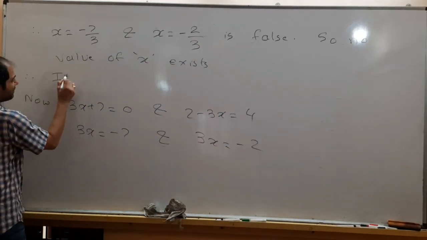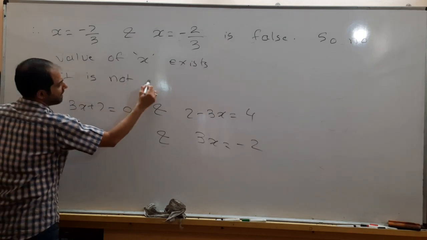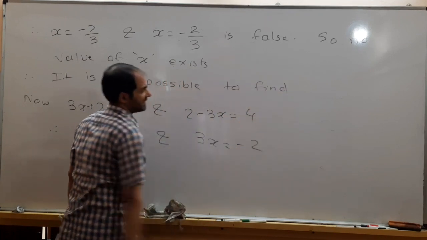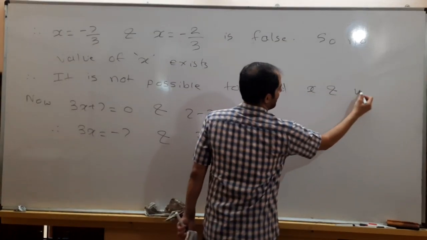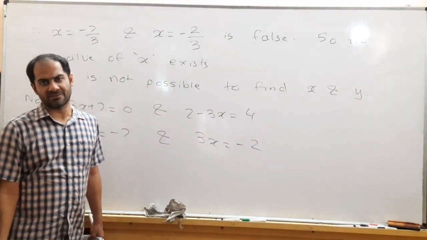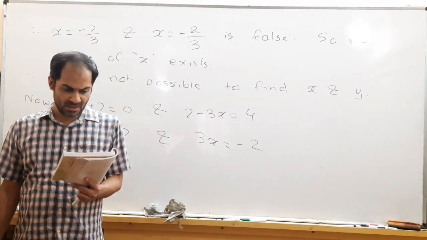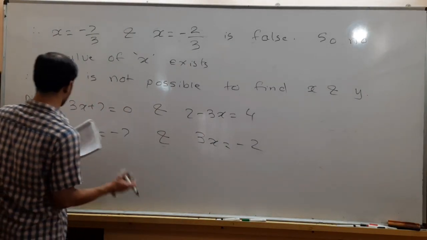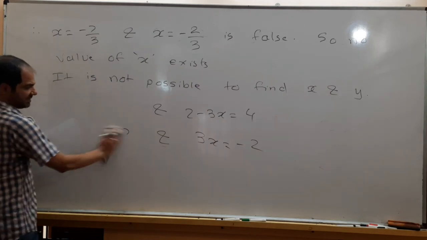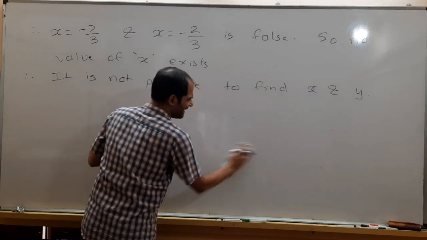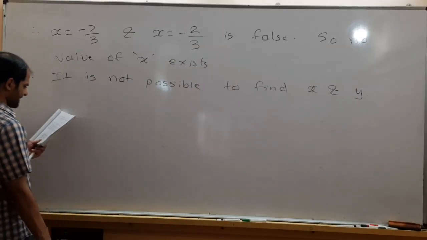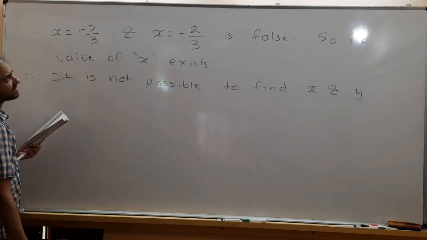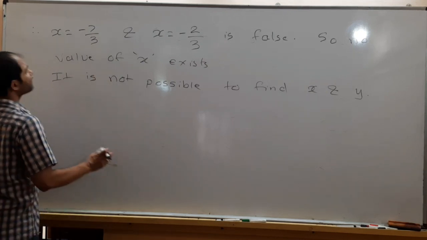So the answer is it is not possible to find x and y. I hope I'm clear. Not tough, right? Easy. Personally, if someone asks me, question number 9 is a very good question for 1 mark. It's a very easy and very popular question which can come, and they can change the way they ask it. I hope this makes it clear and I can rub it off.